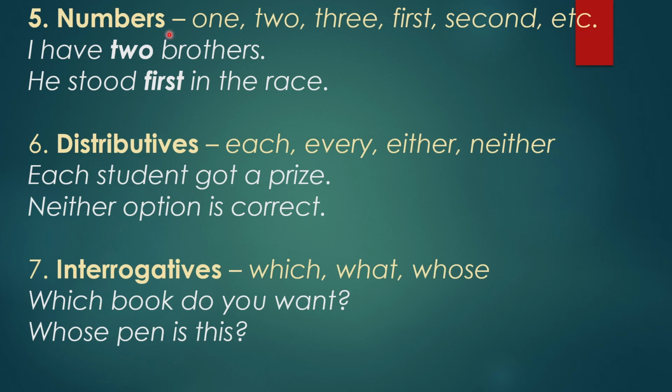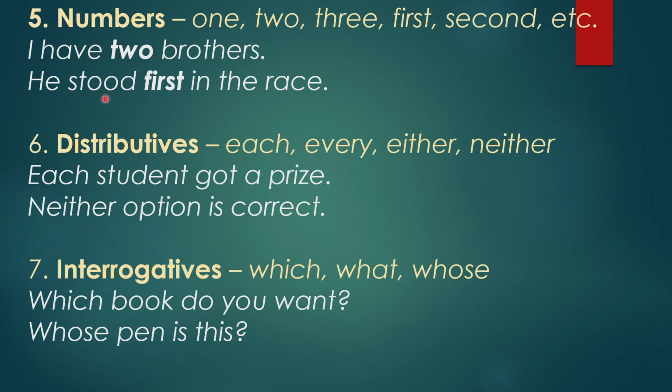Next type of determiners is number determiners. Number can be ordinal number like first, second, third, or cardinal number like 1, 2, 3, 4 onwards. So these numbers are number determiners. Number determiners help specify the quantity or position of the noun. Like if I'm having this sentence, I have two brothers. How many brothers do I have? I have two brothers. So word two is defining the number here. So this is number determiner.